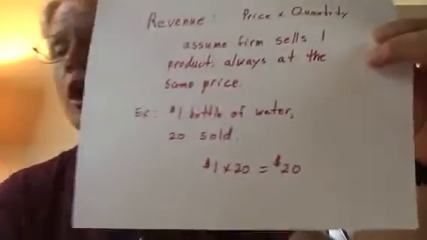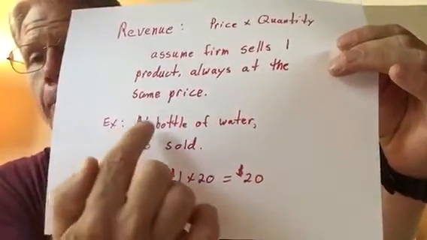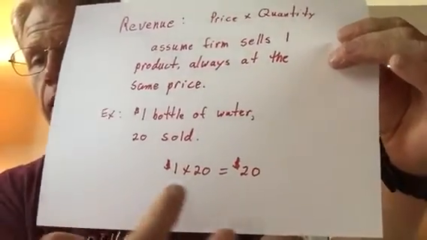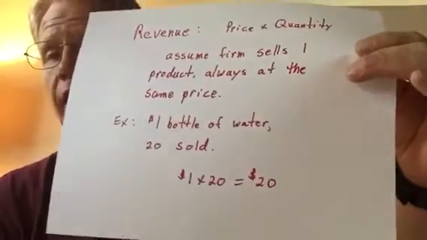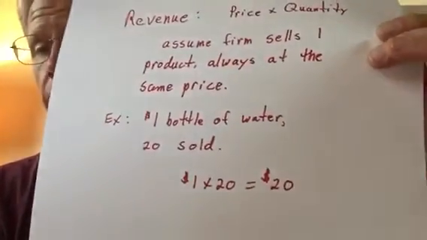This is a high school class, so we're going to have one product, bottled water in this case, at one price, which I think is going to be $1. That's what you're going to pay for it. Okay, so there's our example. One bottle of water is going to be $1. You sell 20. Well done. $1 times 20 equals $20. So that, in its simplest form, is how we do revenue.